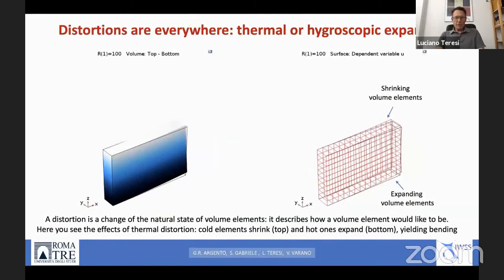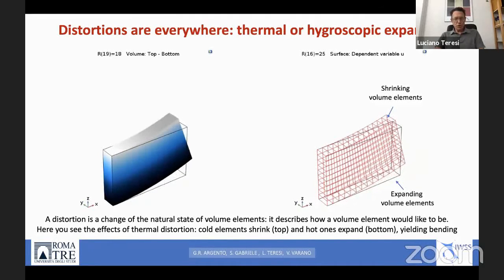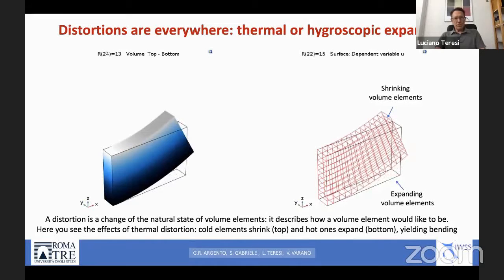Growth is a very general word, and different contexts use different words. For an engineer, growth is simply a pre-strain. And the pre-strain can be very large. And here is an example of using pre-strains or also distortion to change the shape of a solid.